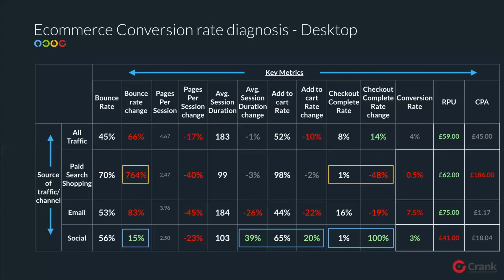Okay, to wrap up, we can see that the main issue that we had on paid search shopping, the cause of that low conversion rate and therefore the impact it had on cost per acquisition, was due to bounce rate. Whereas on social, it's still a profitable channel with a relatively good conversion rate. And what we need to do is drive more traffic, looking to increase our amount of social traffic there.